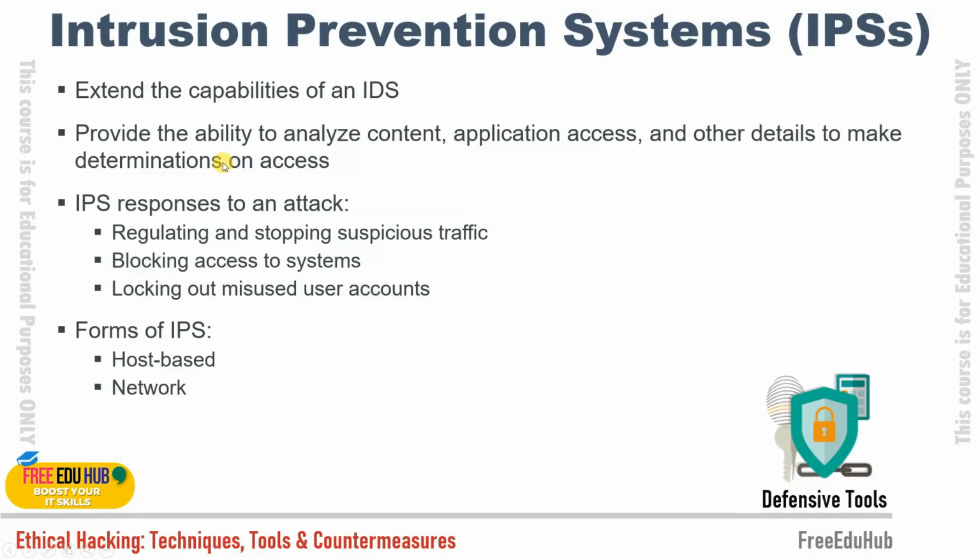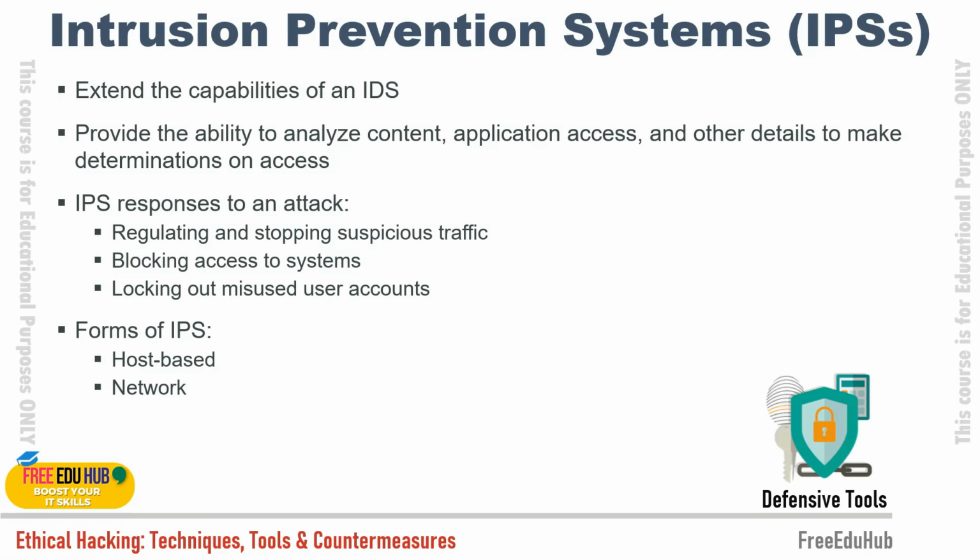Now we are talking about intrusion prevention systems. An intrusion prevention system is the next step beyond the intrusion detection system and offers additional capability to protect the system from attacks. It uses various methods of access control and prevents unauthorized access to secure the network. IPS devices or software were originally developed to enhance the capabilities of IDS, while IDS primarily serve as passive monitoring systems with limited response capabilities. IPS provides active protection by analyzing content, application access, and other details to make access determinations.